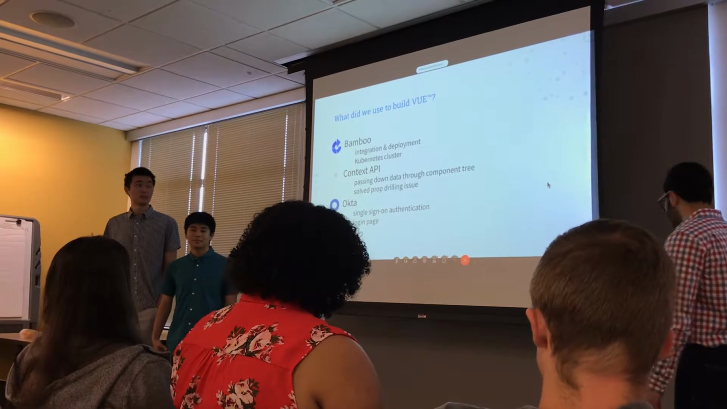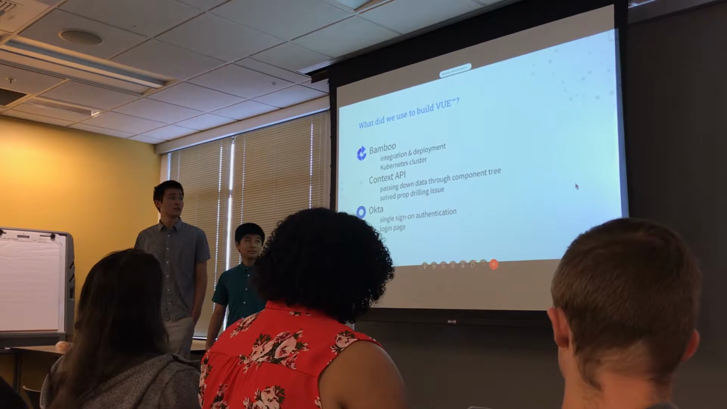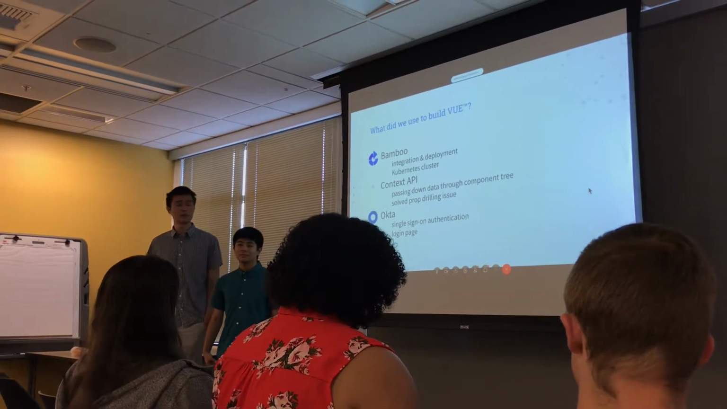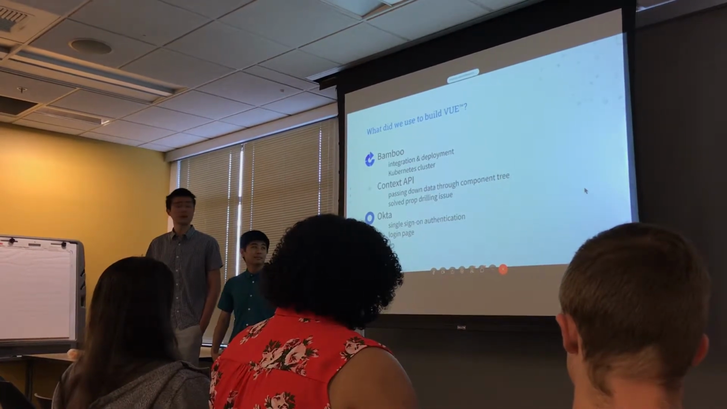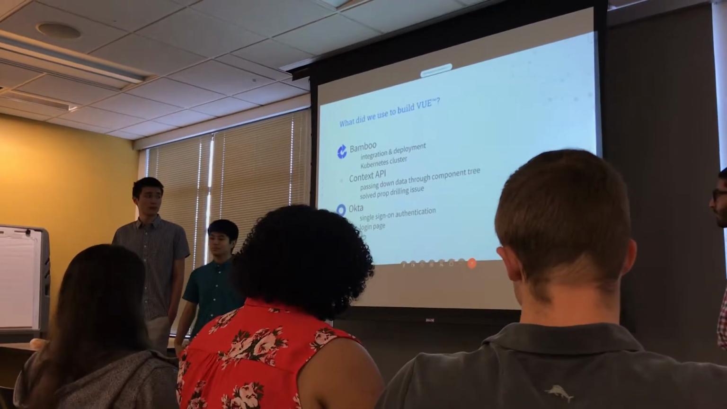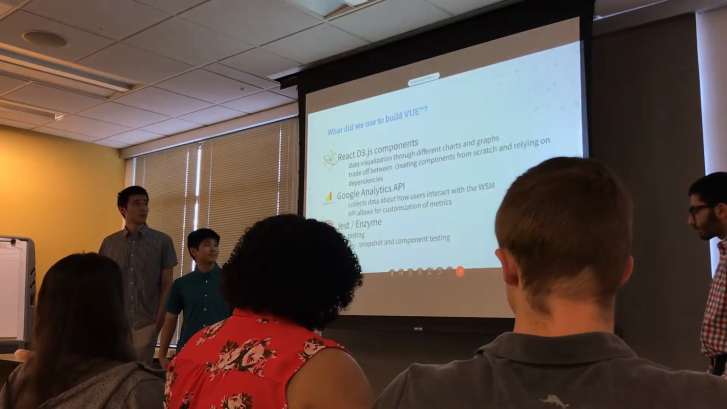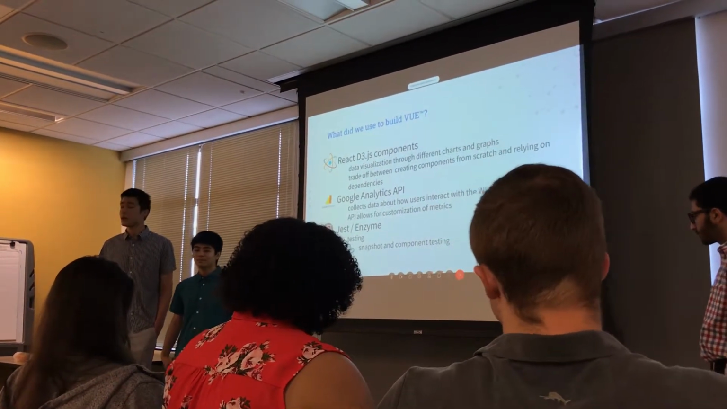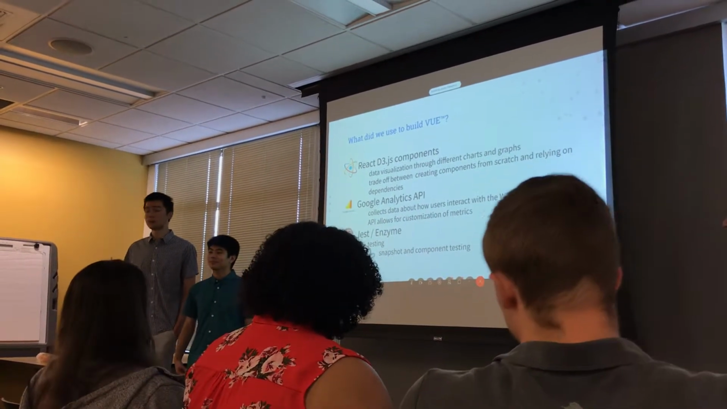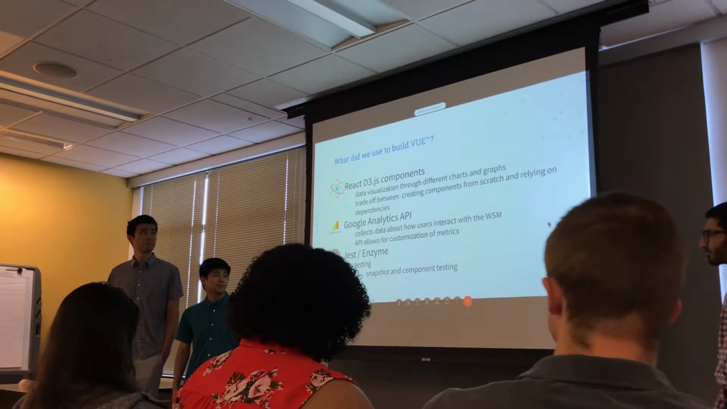We use Bamboo to deploy our application, and the Context API, which is built into React, to solve our prop drilling issue, which is basically when we were passing data down through a component tree when it's only really needed in a couple of places in that tree. We used Okta for single sign-on authentication, which made it a huge part of our login. We also use D3 React components to visualize our data from the Google Analytics API, and we use Jest and Enzyme to test via snapshot testing and just our overall component testing.